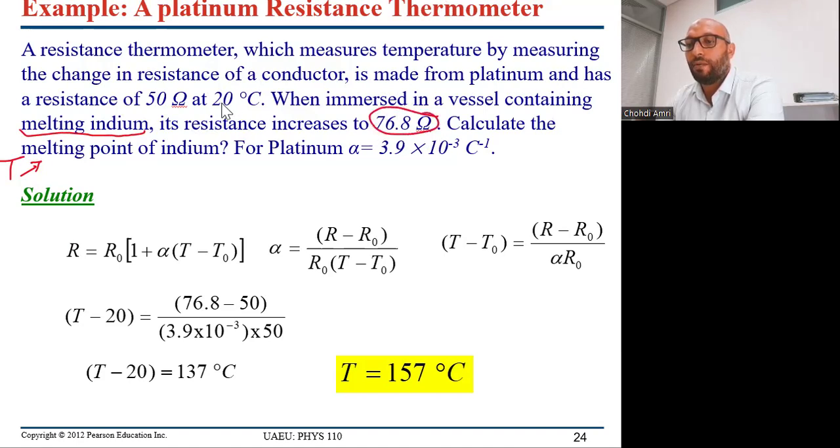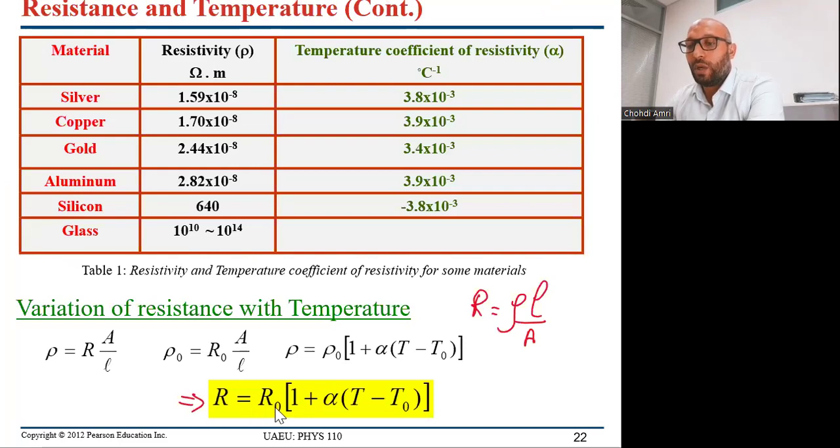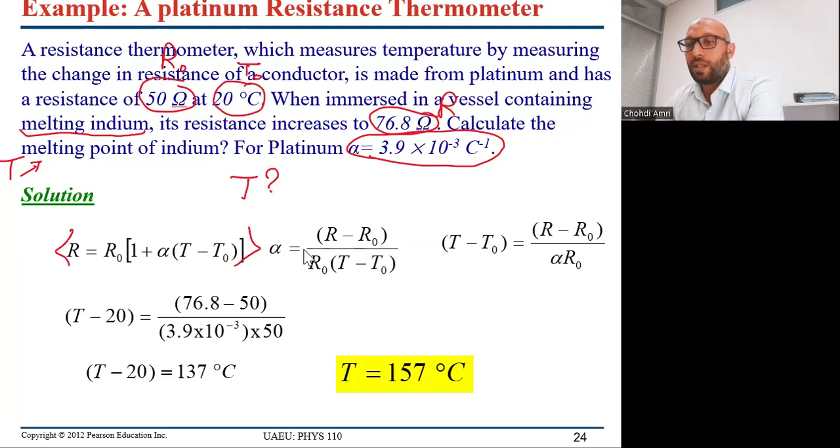76.8. So we have T naught is 20 degrees, R naught, the resistance at the reference temperature, 50, and R at a certain temperature, 76.8 ohm. We have the temperature coefficient of resistivity, 3.9 times 10 power minus 3. And the question is, what is T? We write the equation of R from this slide. R equals R naught factor of 1 plus alpha T minus T naught. And we can get that alpha equals 1 over R naught multiplied by delta R over delta T.